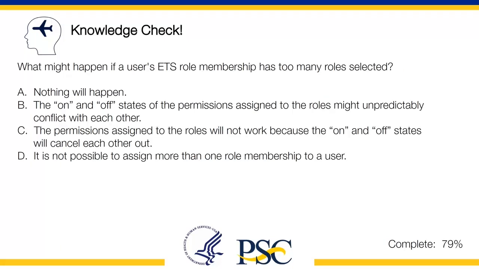What might happen if a user's ETS role membership has too many roles selected? A. Nothing will happen. B. The on and off states of the permissions assigned to the roles might unpredictably conflict with each other. C. The permissions assigned to the roles will not work because the on and off states will cancel each other out. D. It is not possible to assign more than one role membership to a user. Pause the video, consider your response, and then resume to learn the answer.